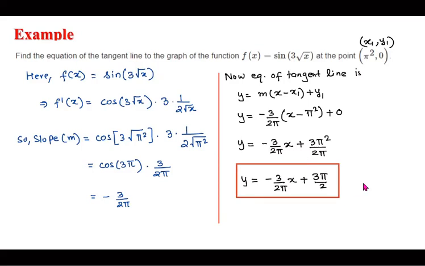So always remember, in order to find the equation of the tangent line, we need the point. If the complete point is not given, meaning the point in the form of an ordered pair x and y, and only the x value is given, you have to find the y value. So we need the point, and once you have the point, we need the slope, like here we got the slope equal to negative 3 over 2 pi. The way we get the slope is the derivative of the function at a point. So you first find the derivative and plug in the x value to get the slope. Once you have the point and the slope, we can use the point slope form of the equation of a straight line to get the equation of the tangent line. That is our second example.